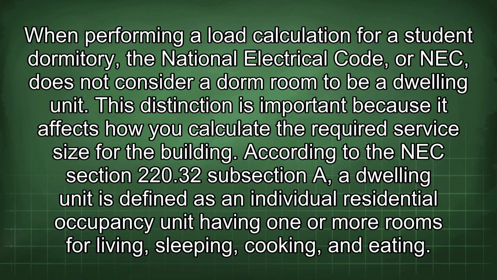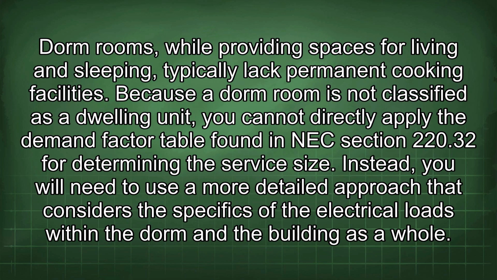According to NEC section 220.32 subsection A, a dwelling unit is defined as an individual residential occupancy unit having one or more rooms for living, sleeping, cooking, and eating. Dorm rooms, while providing spaces for living and sleeping, typically lack permanent cooking facilities. Because a dorm room is not classified as a dwelling unit, you cannot directly apply the demand factor table found in NEC section 220.32 for determining the service size.